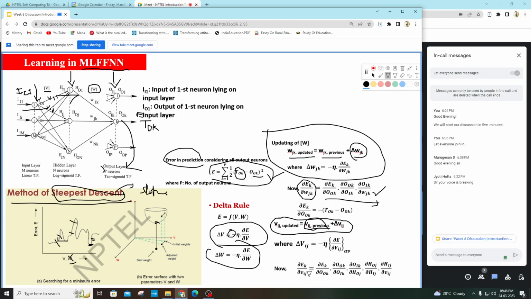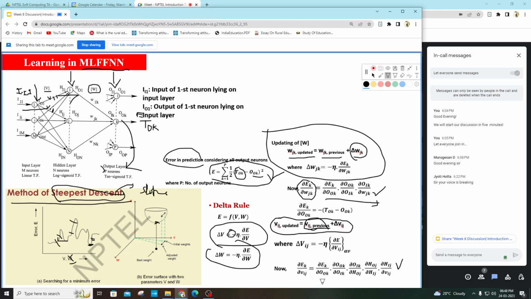Similarly, del E by del V can be calculated this way only. First we go from error to the output, then OOK, then from OOK to OIK, then from OIK to HOK or HO1, then HO1 to HI1, and finally HI1 to V. So this is the chain rule for del E by del V. Is this clear?